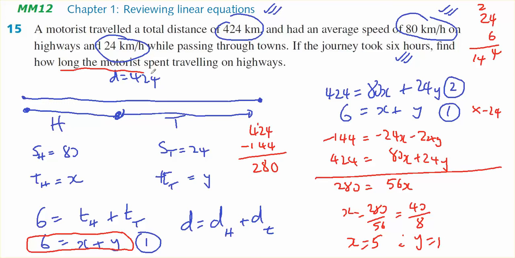How long did the motorist spend on the highways? That's the time on the highways, and that is x, so 5 hours is how long the motorist spent on the highways.